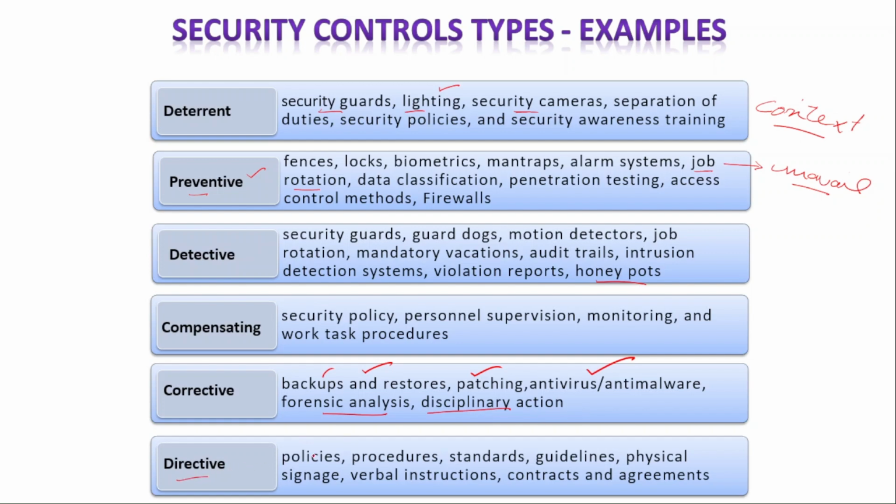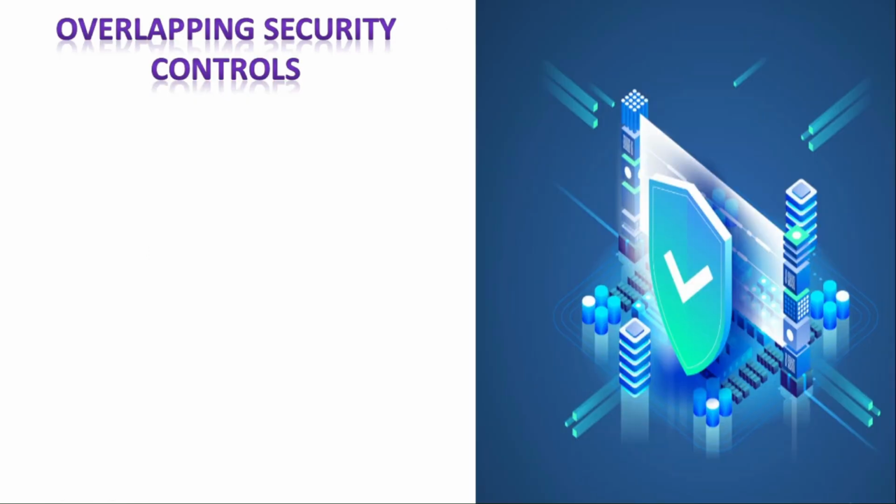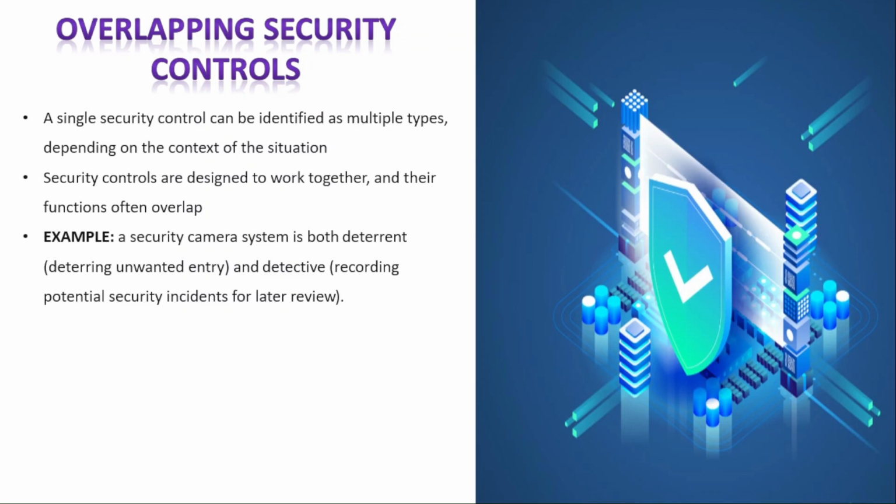And directive, as we studied, include the policies and procedures from the management, including standards, guidelines, physical signage, verbal instruction, contracts, and agreements. So as we saw in the previous slide, a single security control can be identified as multiple types depending on the context of the situation. As we saw, the security guard can be both a deterrent as well as a detective. Similar is the case for the security camera.